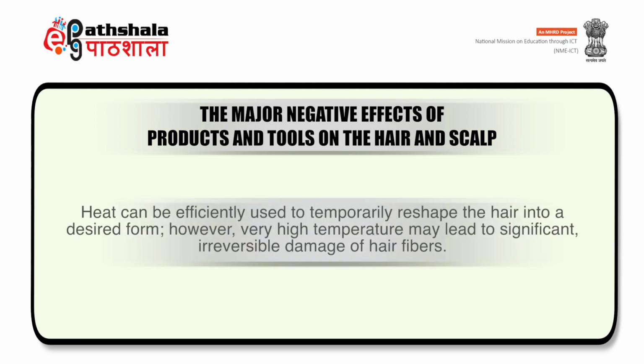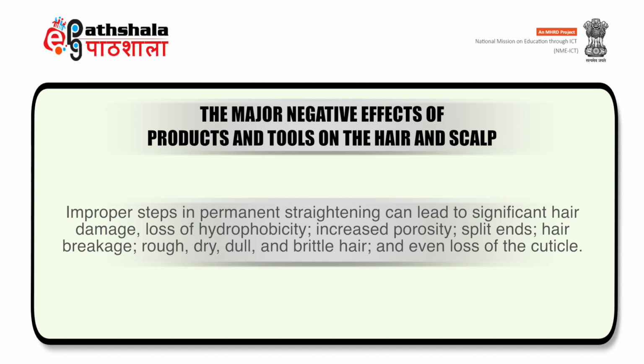Heat can be efficiently used to temporarily reshape the hair into a desired form. However, very high temperature may lead to significant irreversible damage of hair fibers. Improper steps in permanent straightening can lead to significant hair damage, loss of hydrophobicity, increased porosity, split end, hair breakage, rough, dry, dull and brittle hair, and even loss of the cuticle.